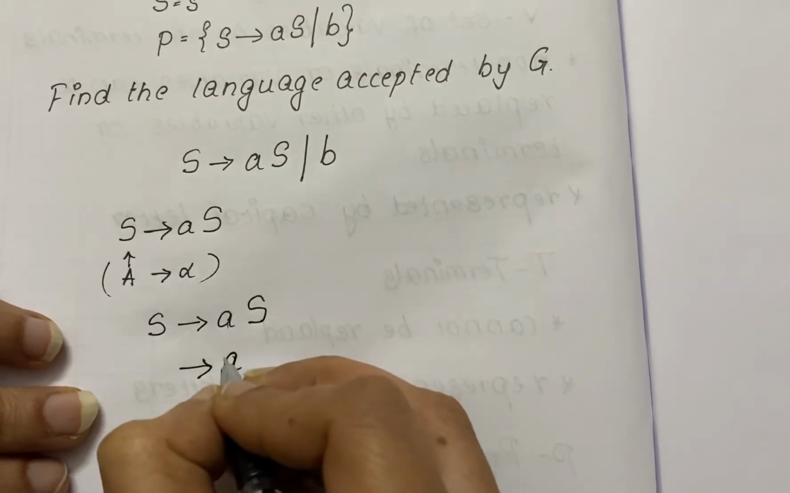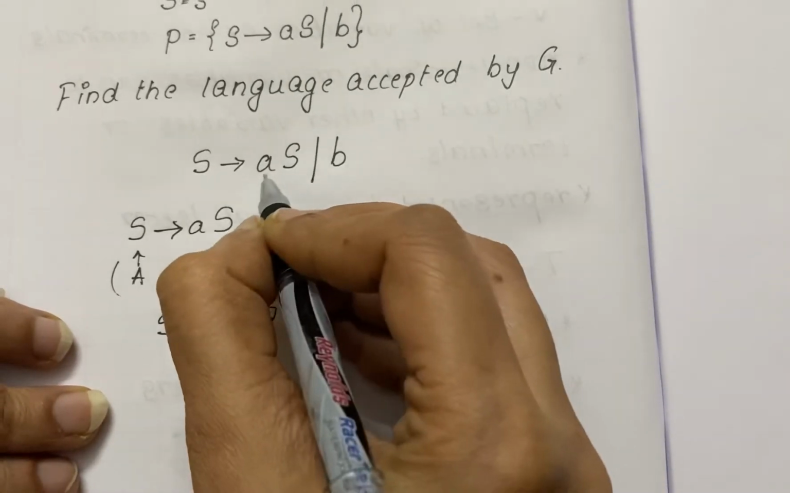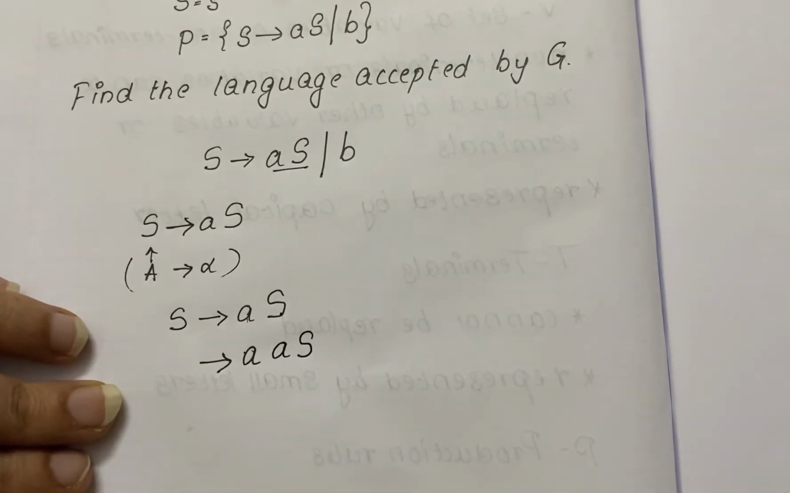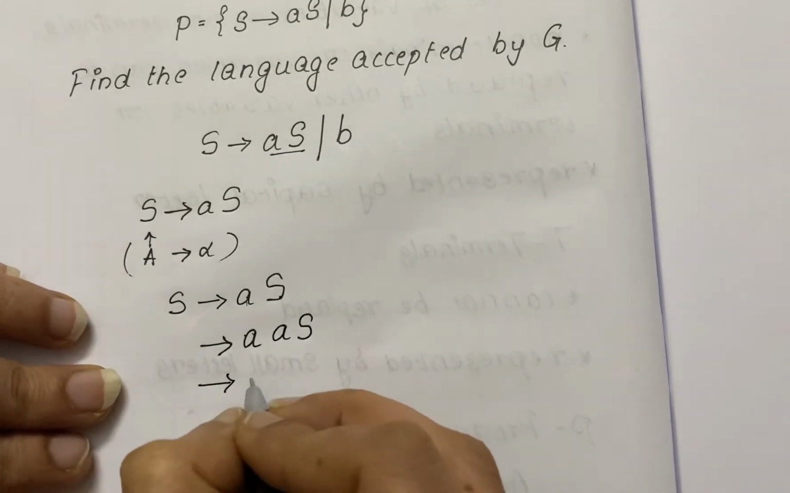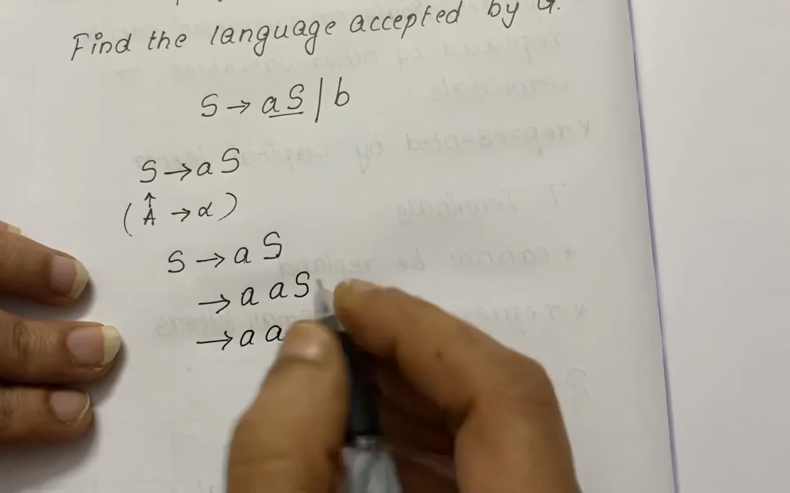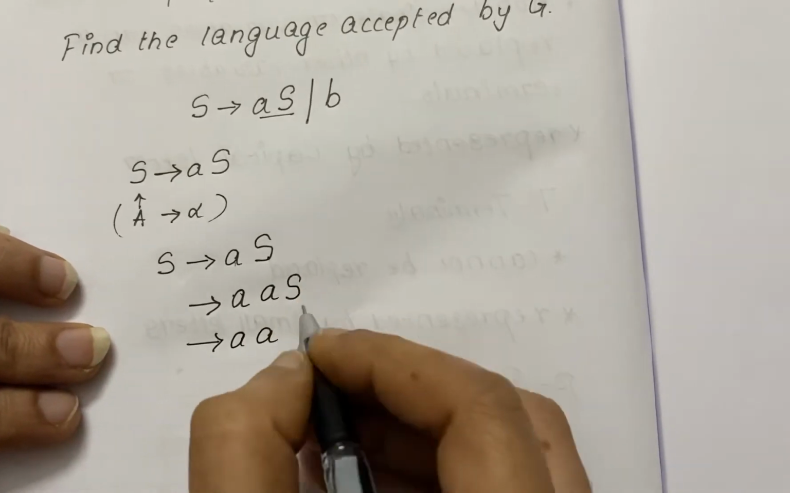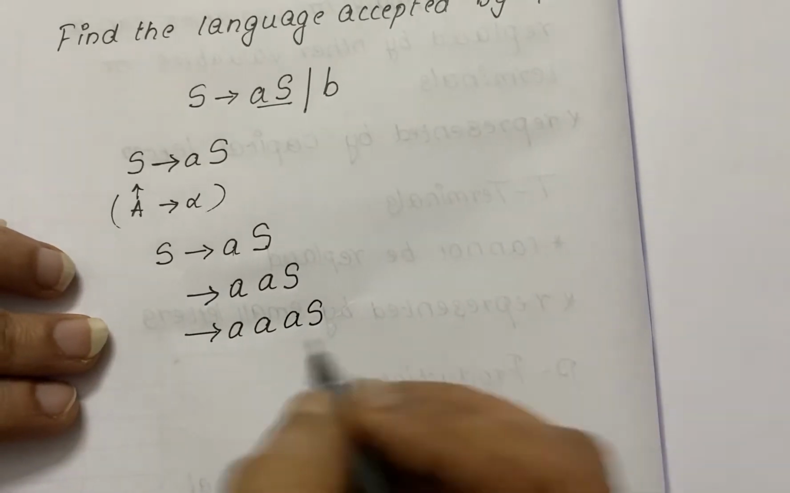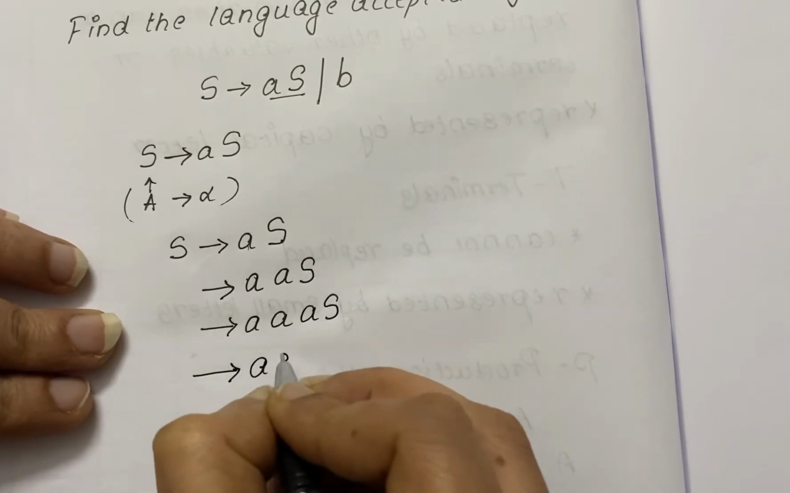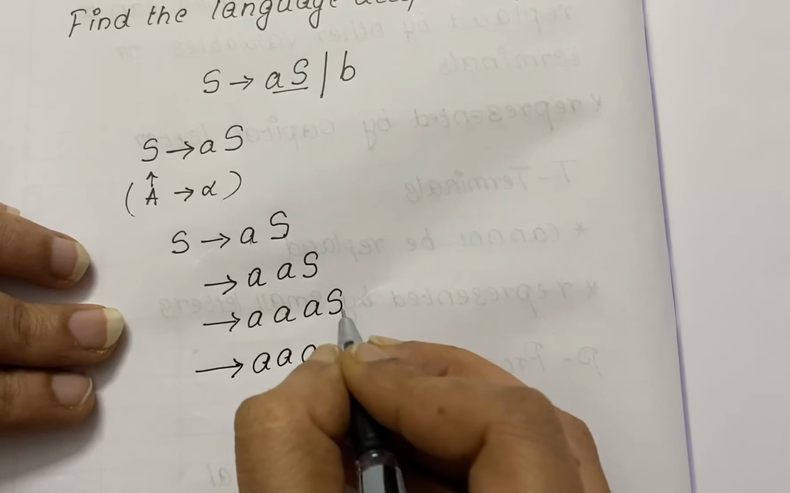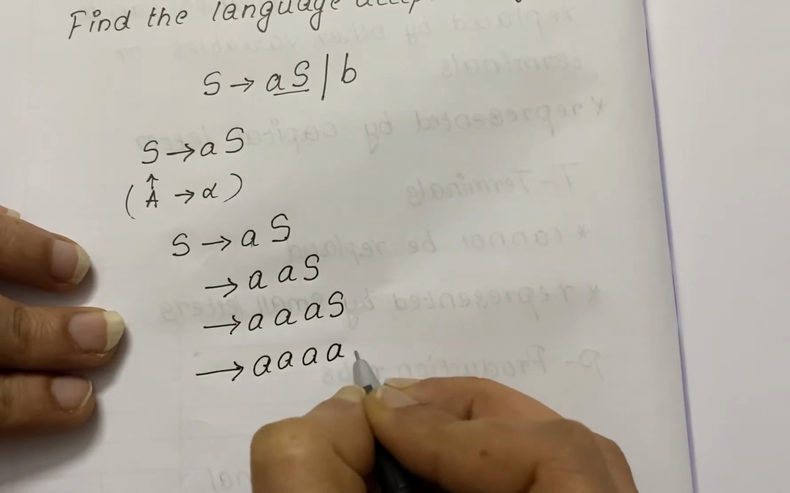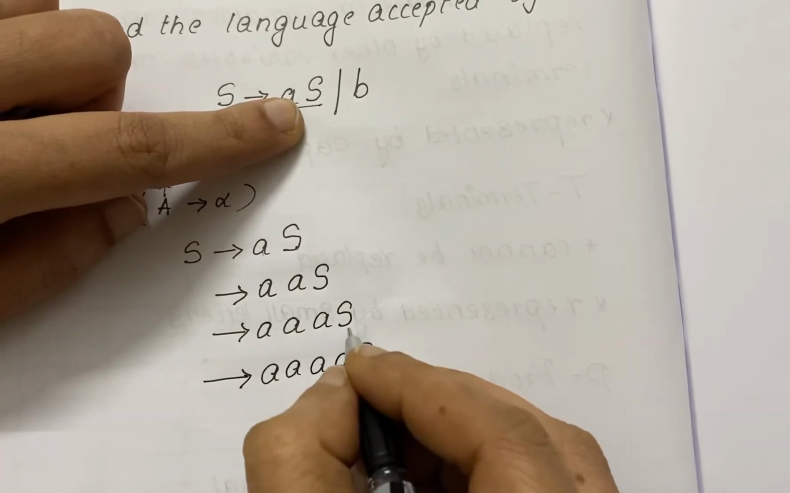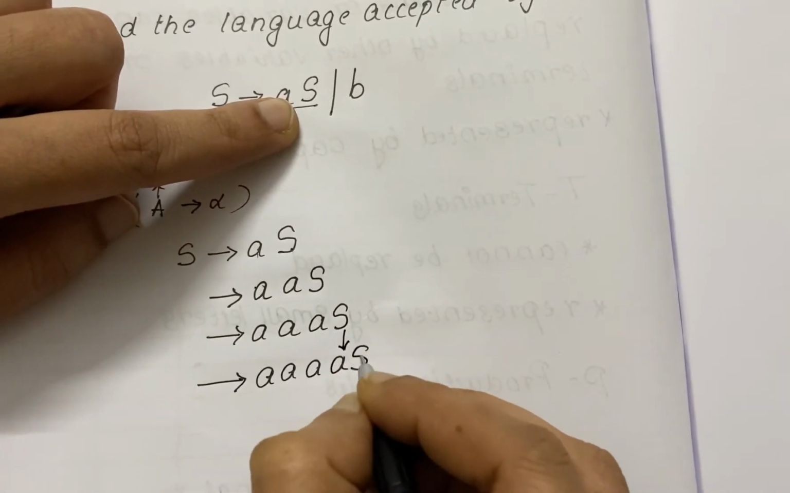So just substitute for this S, AS again. A you write it like that. For this S I am writing AS. Correct? Now A, again you have S. For this S you can substitute AS again. Now A, again S is there. If you want, you can again substitute AS. So this S is AS.